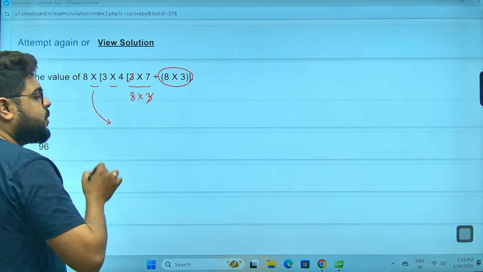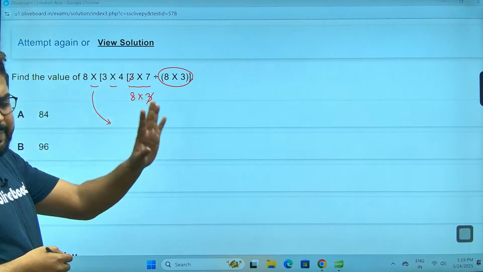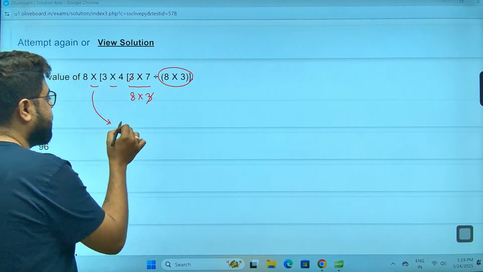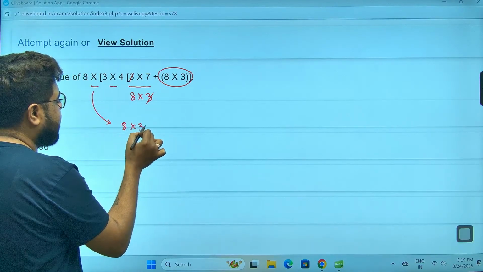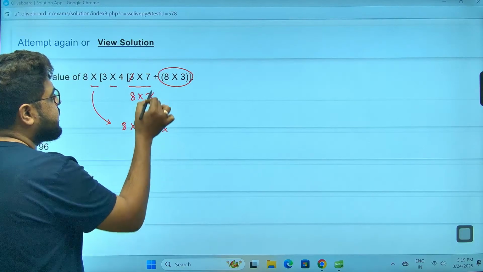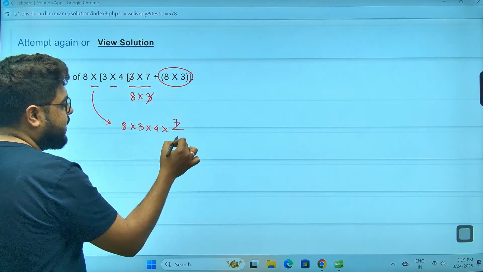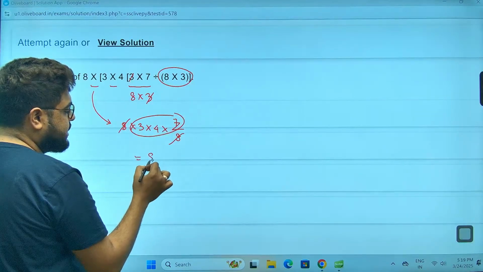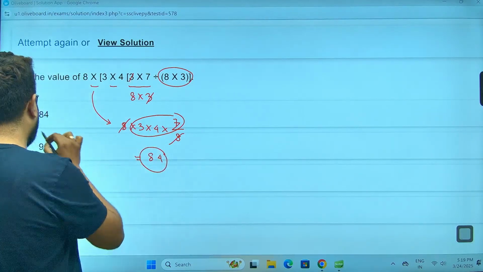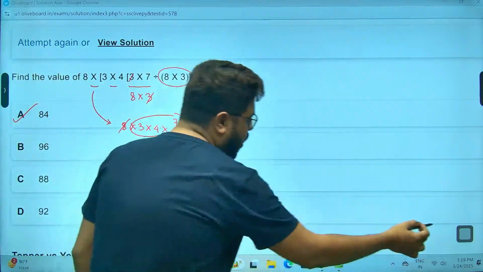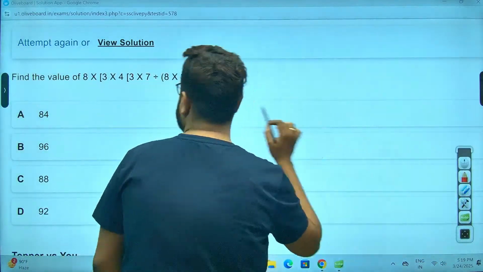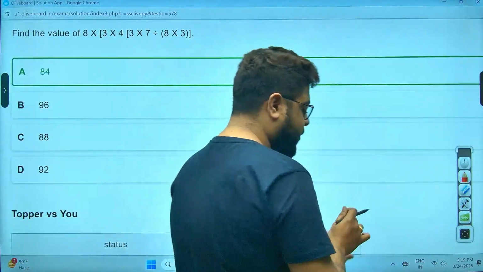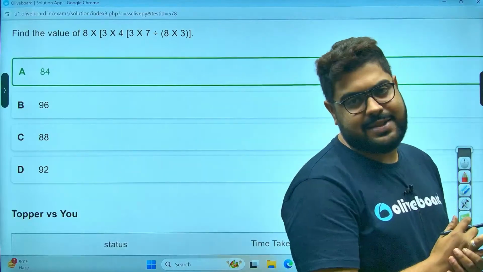In modified BODMAS, I told you we can do everything together, multiplication and division. Ultimately, 8 into 3 into 4 into 7 divided by 8. 8 and 8 cancel, 7 times 4 times 3 is 84. Option A is your correct answer. Option A, 84, is most definitely your correct answer.